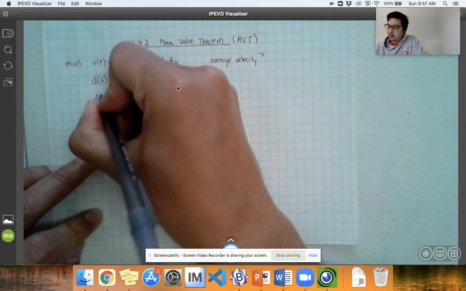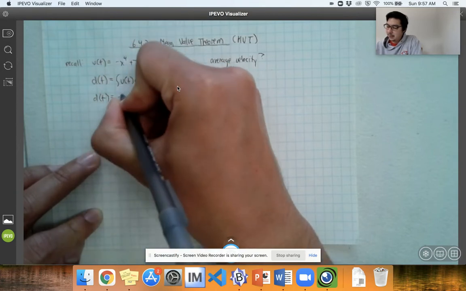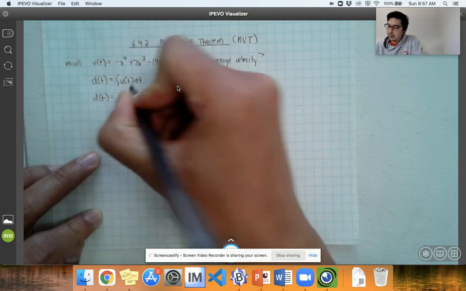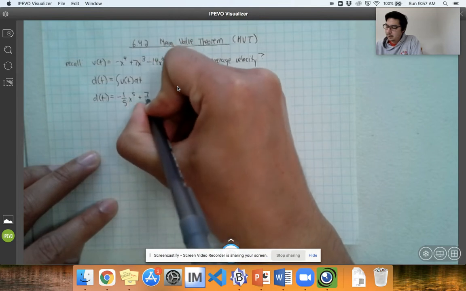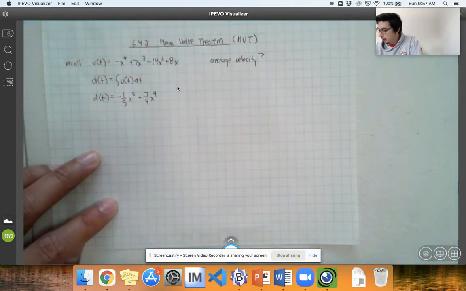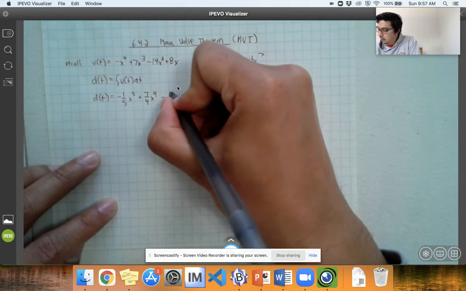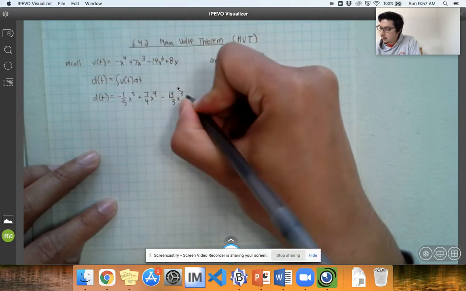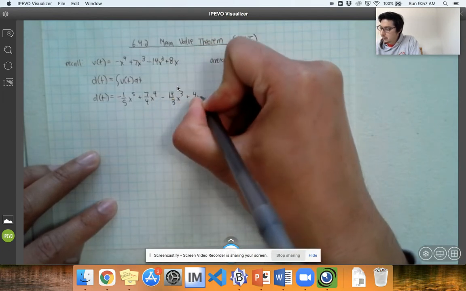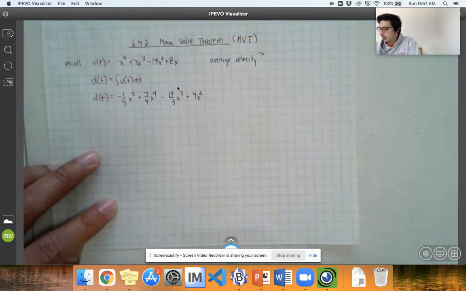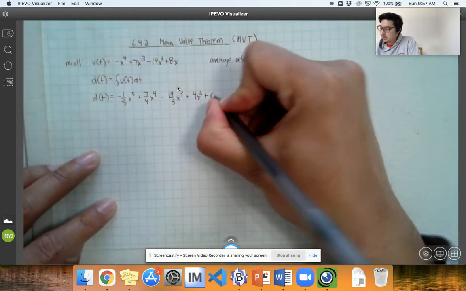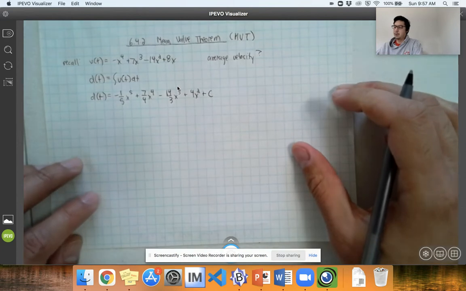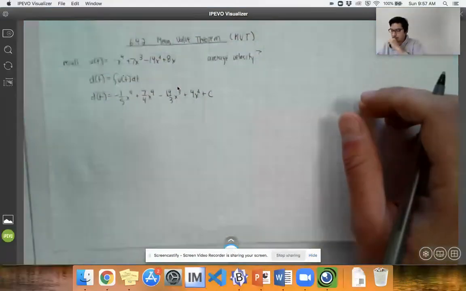And we can do this with our knowledge of power rule. So that's going to be negative 1/5 x to the 5th plus 7/4 x to the 4th minus 14/3 x to the 3rd plus 4x squared, and then plus some value c, which we don't know.